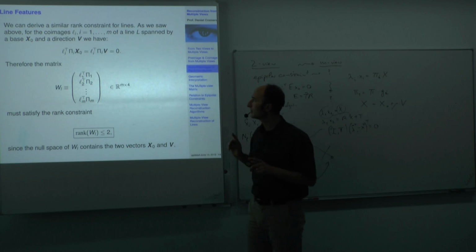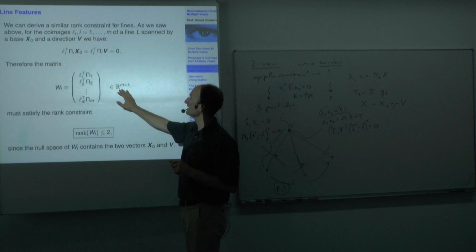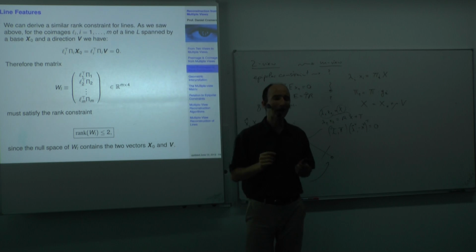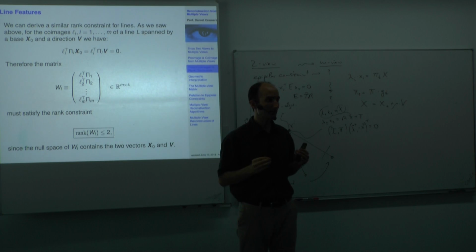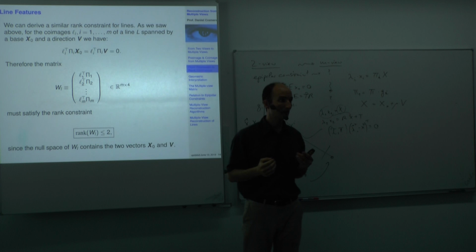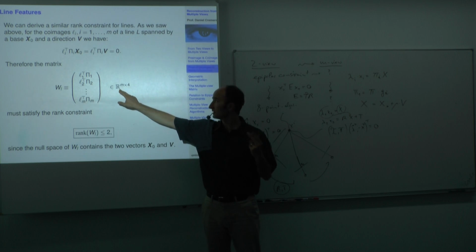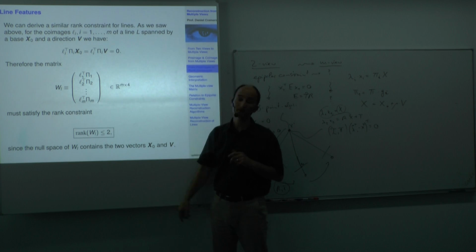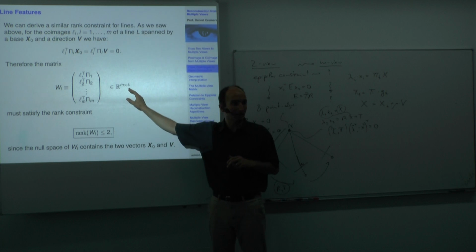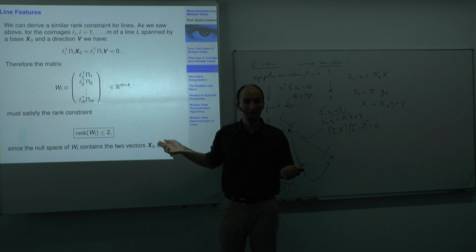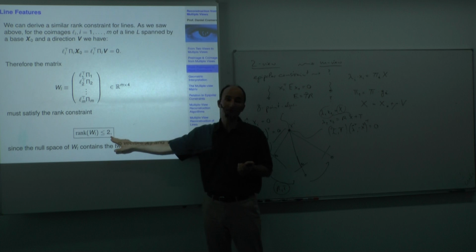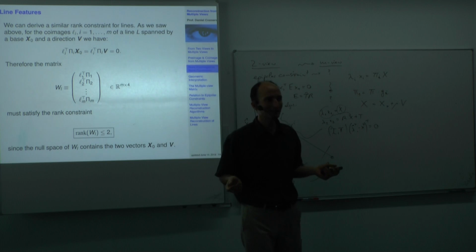And now maybe one more comment on how you can easily see why for lines we need more than 2 images to have a meaningful constraint. M, little m, is the number of images here. If we take 2, then we have a matrix that is 2 by 4. A 2 by 4 matrix has at most rank 2, right? And then saying, oh, the matrix should have at most rank 2 doesn't really tell you much.